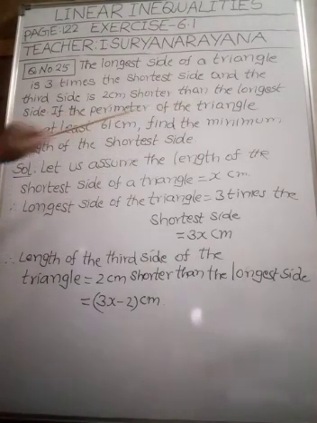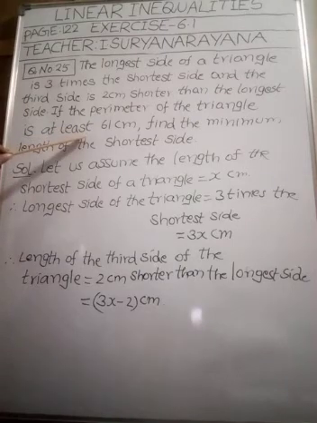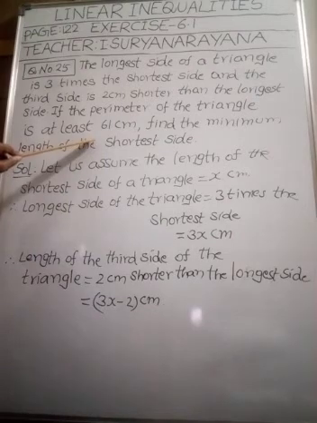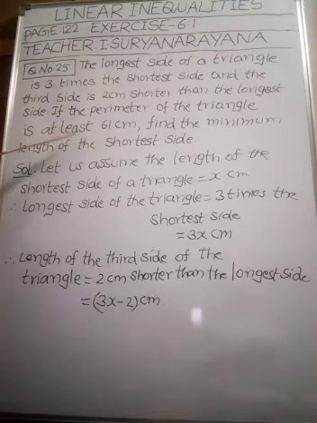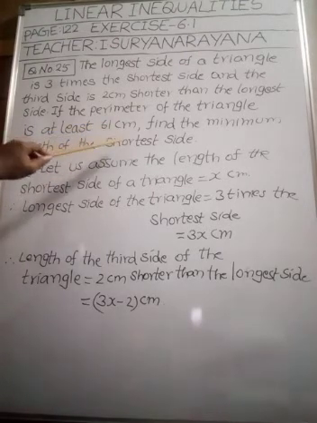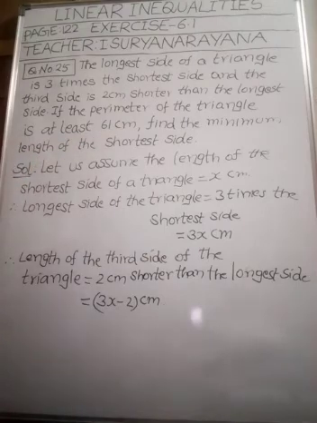If the perimeter of the triangle is at least, see my dear children, at least, which inequality will you use here? At least means, yes, greater than or equal to 61 centimeters, but they did not use the words greater than or equal to. Previously I told you at the time of concepts, at least means we have to use the greater than or equal to symbol. At most means we have to use the less than or equal to symbol. Do you remember the points, my children?